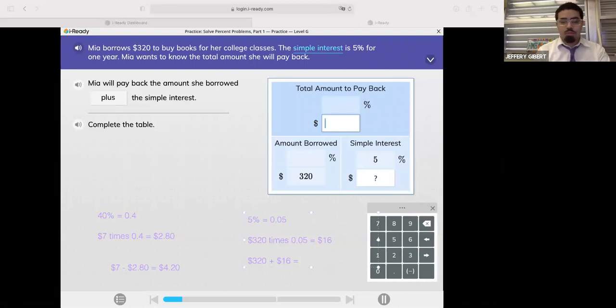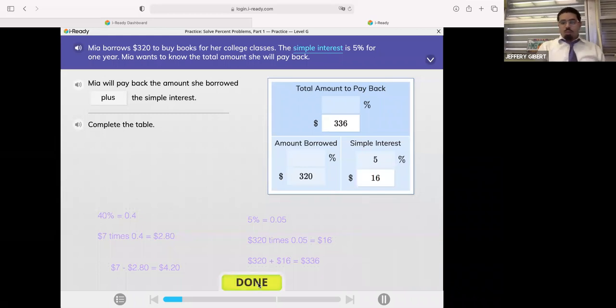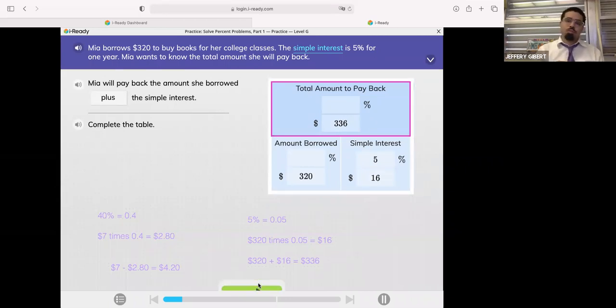Three. Three what? 336. All right, correct. Good job. So she has to pay back $336, even though she's only borrowing $320. The total amount Mia will pay back is $336.